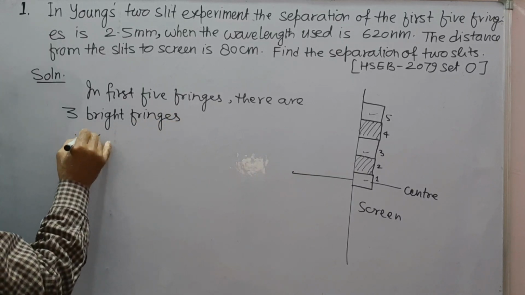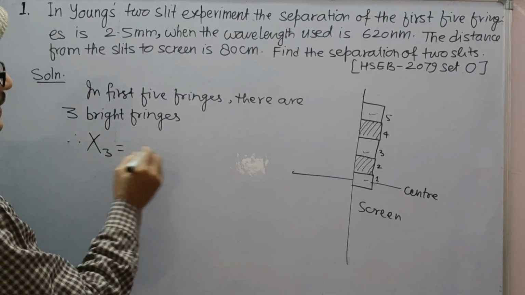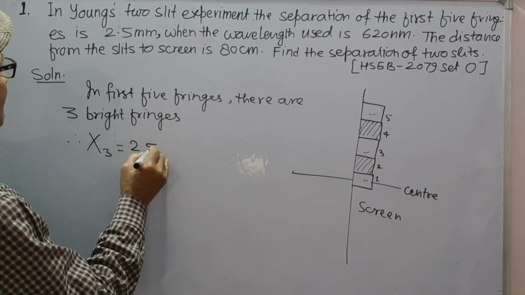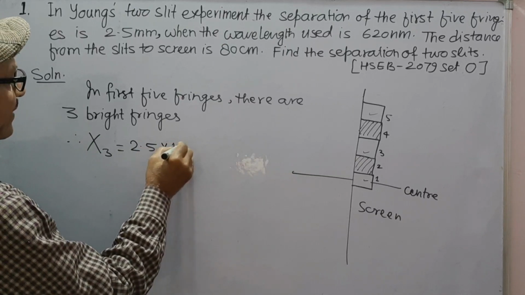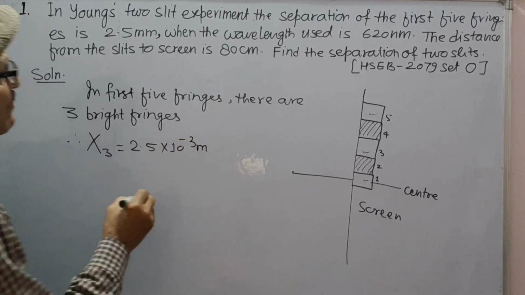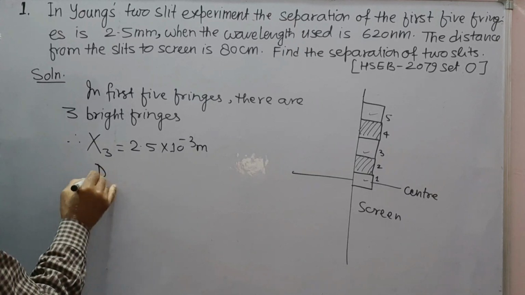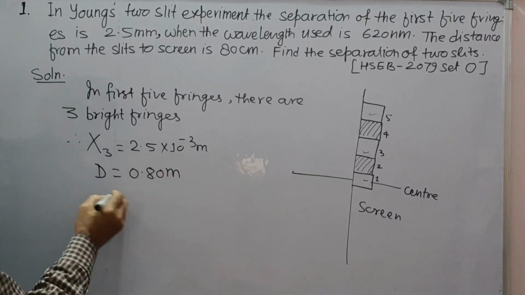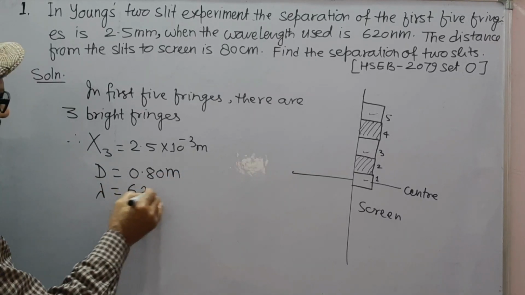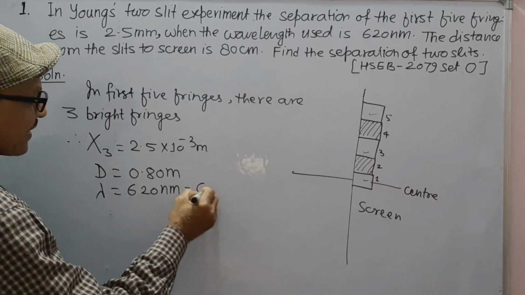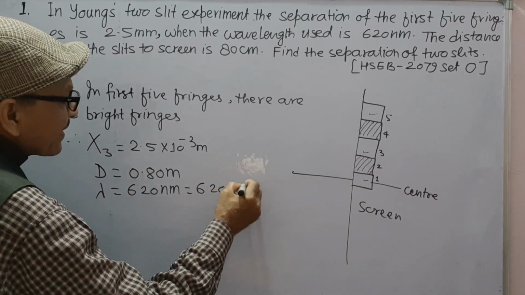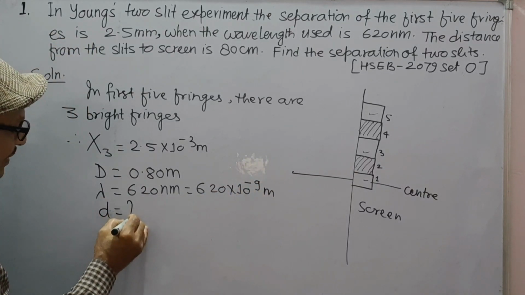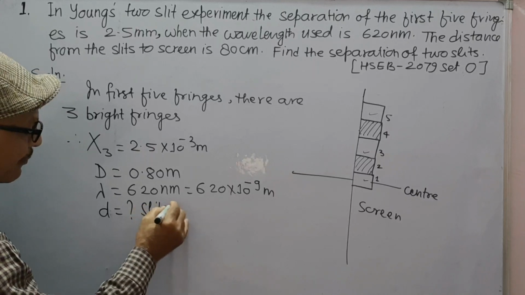Therefore, x3 will be equal to 2.5 into 10 to minus 3 meter, 2.5 millimeter. Here D is 80 cm, that is 0.8 meter, and lambda is 620 nanometer, meaning 620 into 10 to minus 9 meter. We have to find d, which is the slits separation.